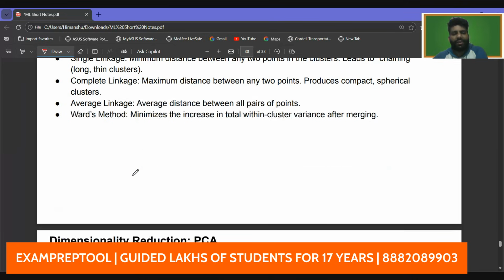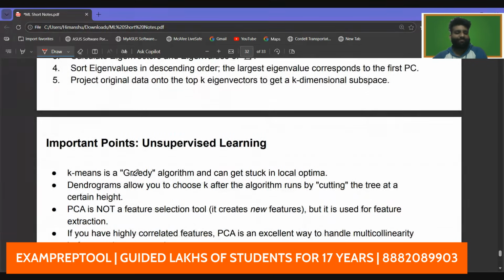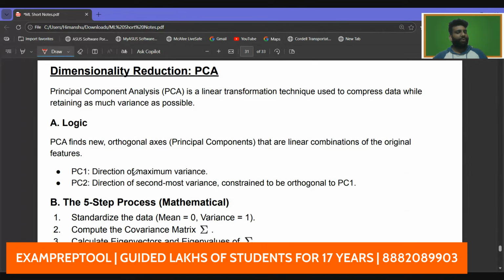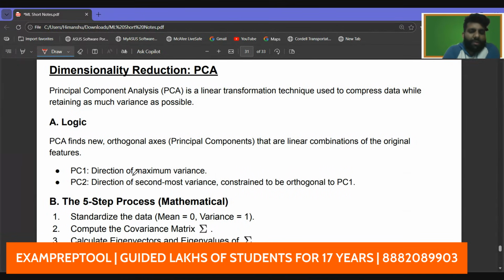So overall, this was with respect to the linkage. I hope that's clear. Next is dimensionality reduction. Now we are moving towards the end of this session. So dimensionality reduction: PCA, unsupervised dimensionality reduction. How do we actually do that?